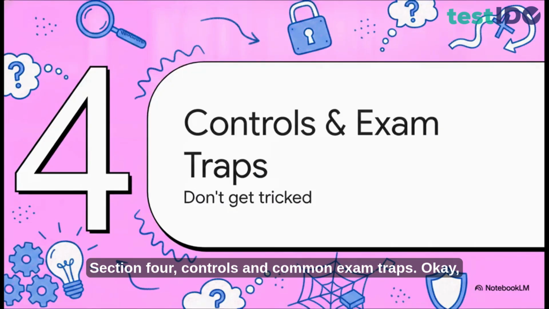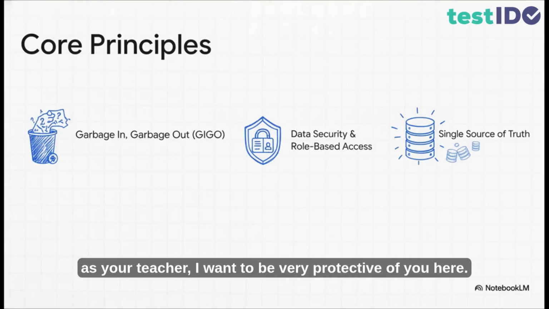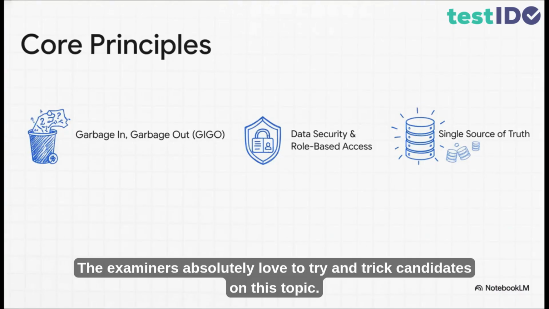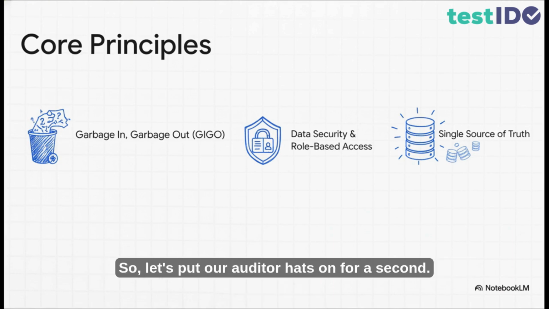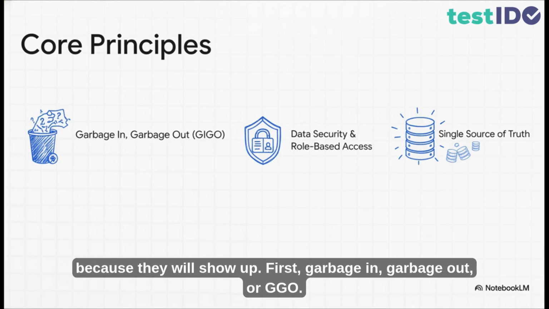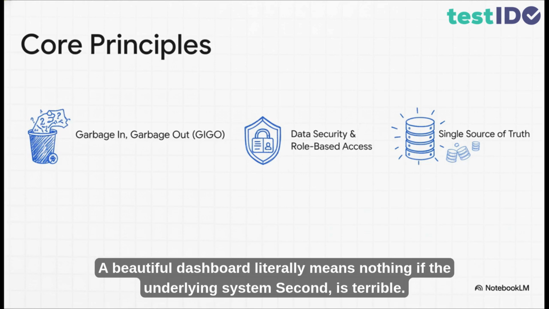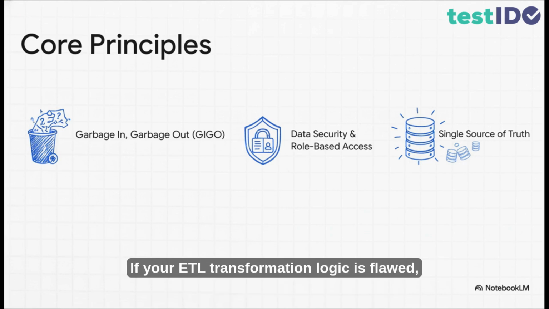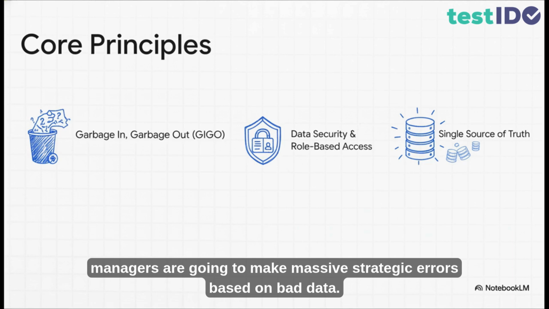Section 4. Controls and common exam traps. Okay, as your teacher, I want to be very protective of you here. The examiners absolutely love to try and trick candidates on this topic, so let's put our auditor hats on for a second. Pay really close attention to these 3 core principles, because they will show up. First, garbage in, garbage out, or GIGO. A beautiful dashboard literally means nothing if the underlying data quality is terrible. If your ETL transformation logic is flawed, managers are going to make massive strategic errors based on bad data.